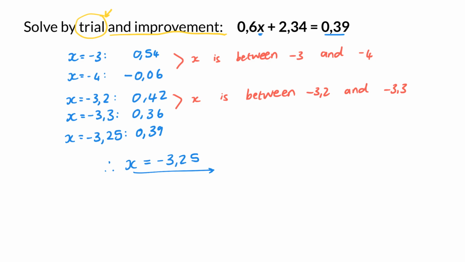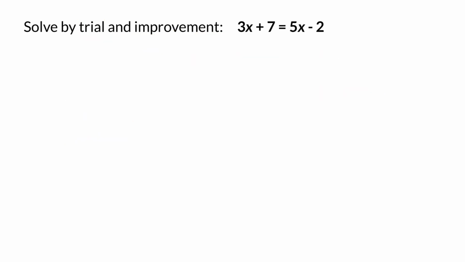Let's look at another example. In this example, I have x on both sides of the equation. So when I choose a value to substitute for x, I'll need to work out what the left-hand side is equal to and what the right-hand side is equal to. Now I'm not sure where to start, so how about I start with x being 1, and let's see how this works. So the left-hand side, if x is 1, I can do this in my head.